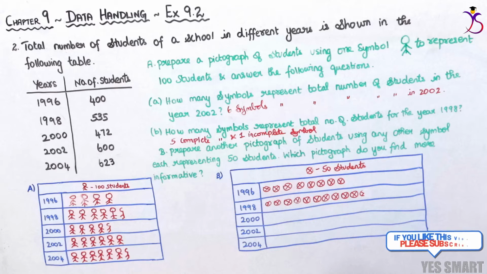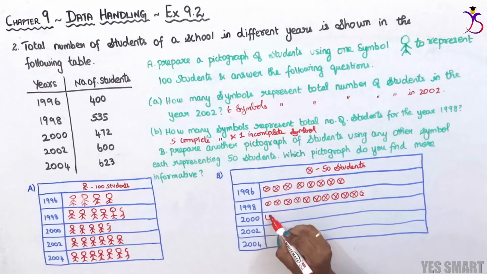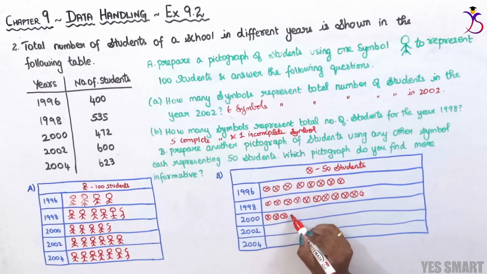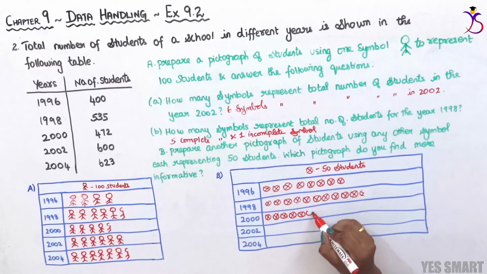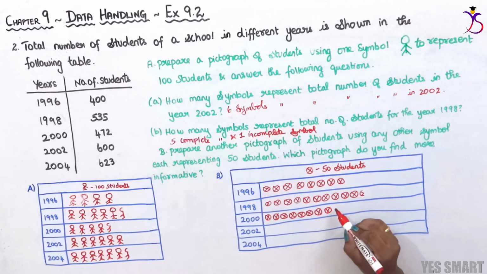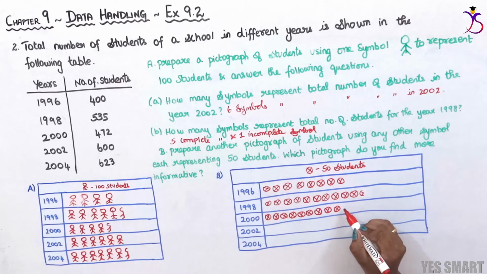So we will draw 9 complete symbols and 1 incomplete symbol to represent the 22 students, because 9 complete symbols, that is, each symbol represents 50 students. 9 into 50 is 450, and the remaining 22 we will represent it with the incomplete symbol, that is 50, 100, 150, 200, 250, 300, 350, 400, 450, and the remaining 22.